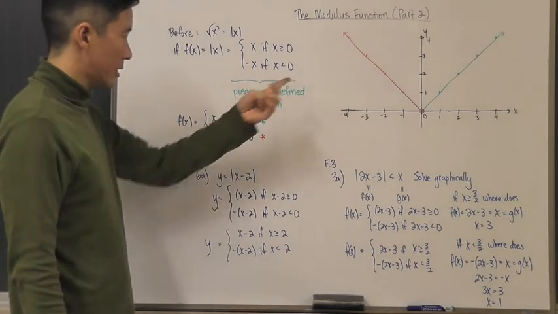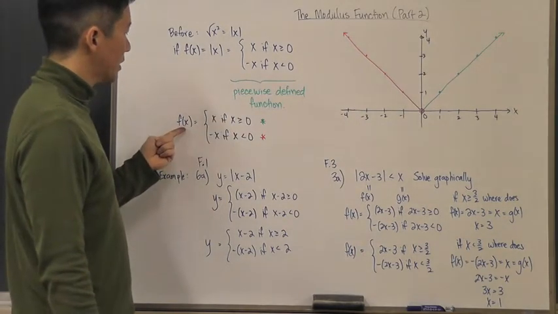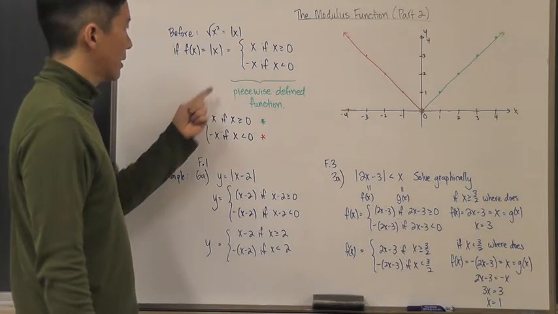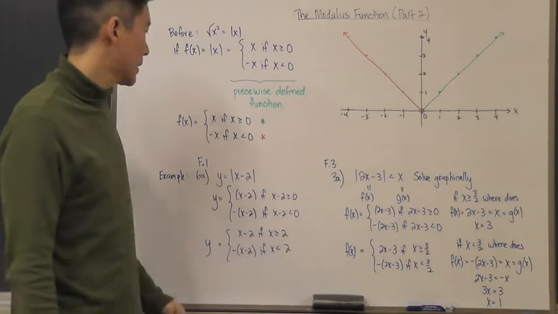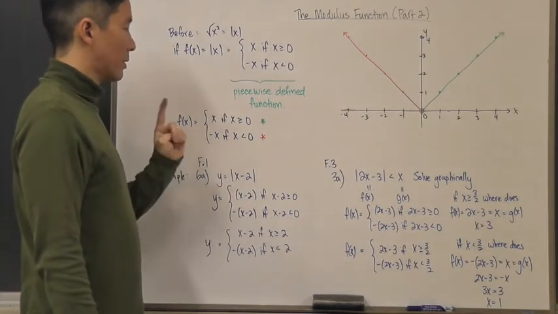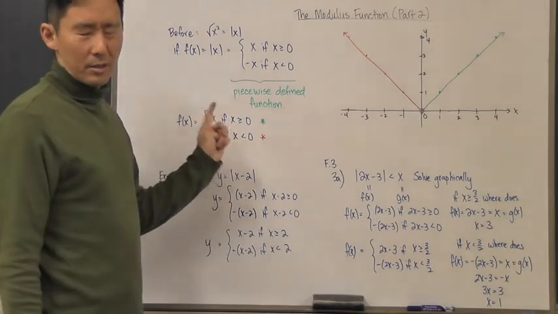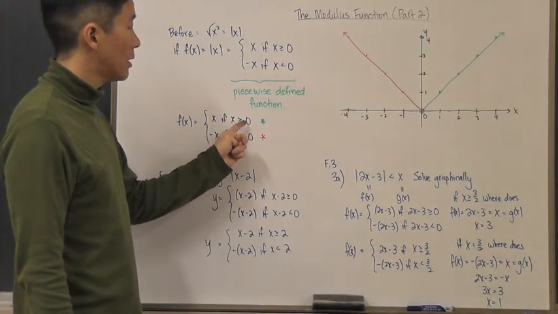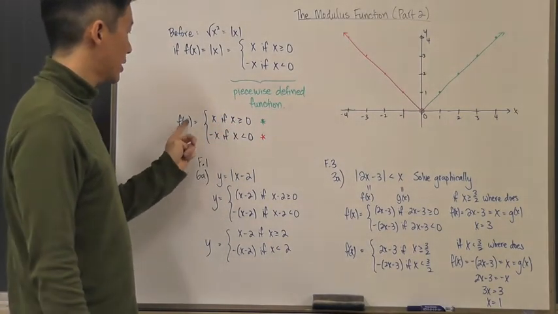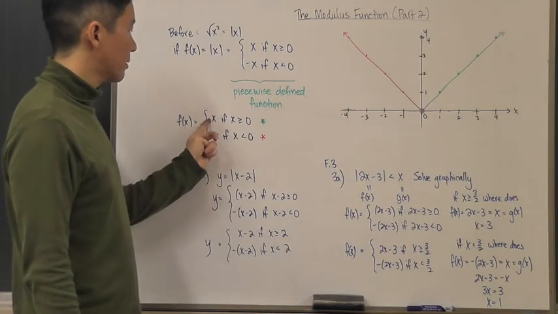I'm going to draw this here. What if we just looked at f of x equaling the piecewise defined function for the absolute value of x? I'm going to look at the way that you need to read this. It says if x is greater than or equal to 0, then f of x is going to be equal to x.